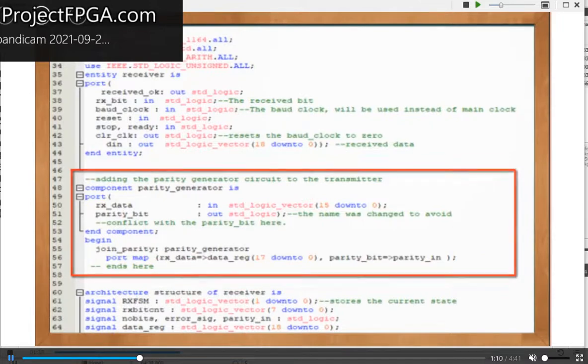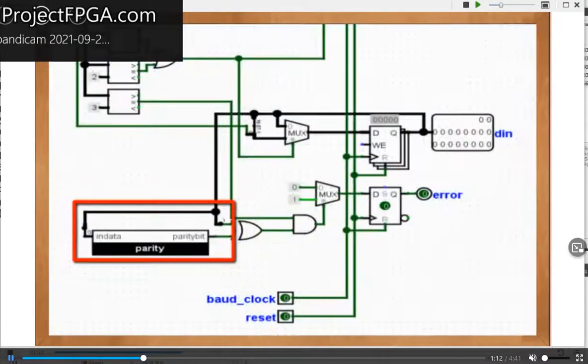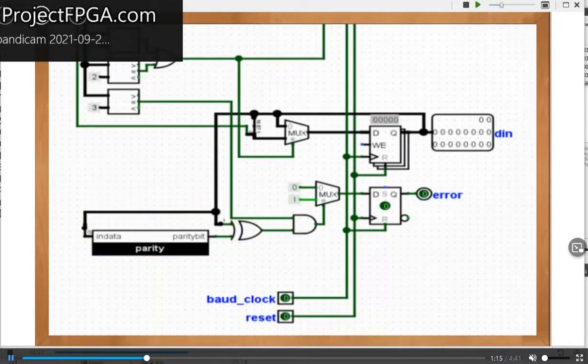Next, the parity generator component, which we will add. This is used for error detection. The parity generator takes our received data bit and generates a parity bit from it. Then it compares this generated parity bit with the parity bit which was received from the transmitter during data reception using a XOR gate. If they are not the same, then an error signal comes on.